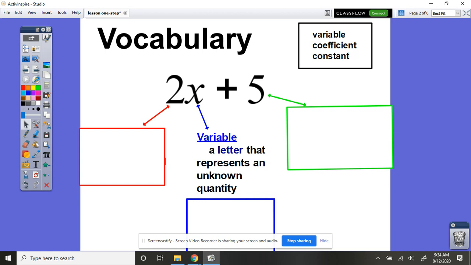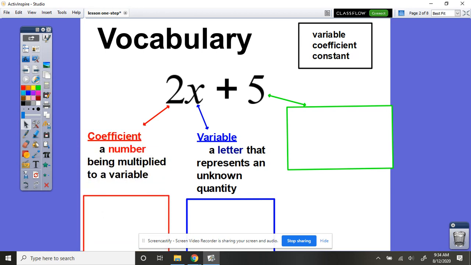Let's go to the next word, coefficient. You should have placed coefficient in the red box. A coefficient is a number that is being multiplied to a variable. It will always be attached to a variable. So 2 is being multiplied to x. 2 is the coefficient.